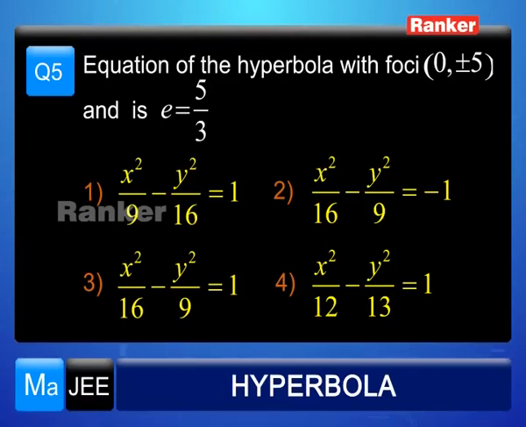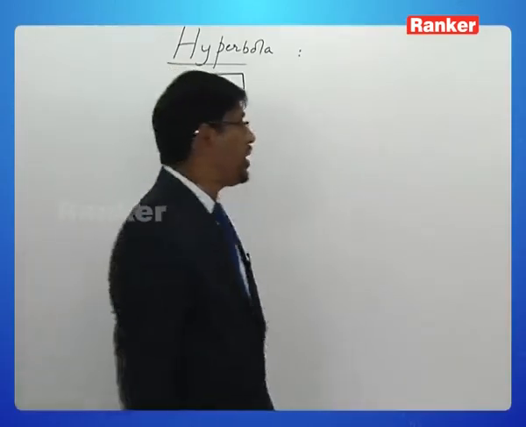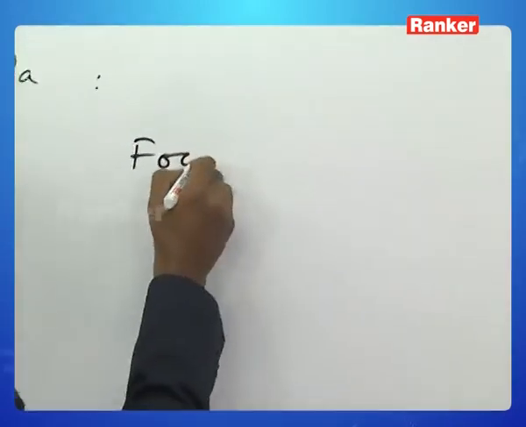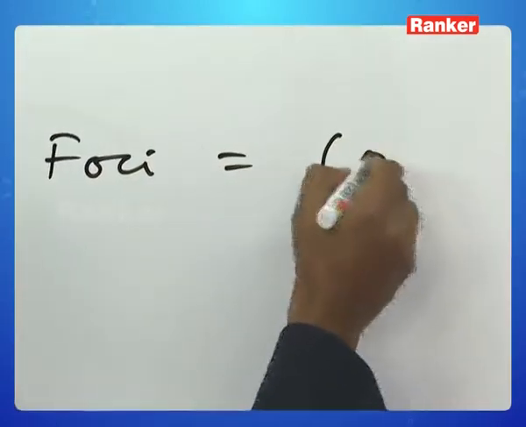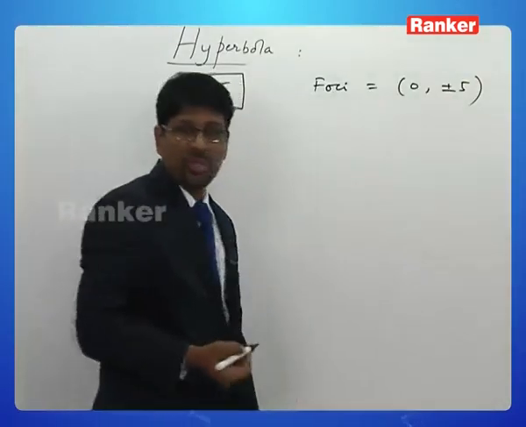Second option, x square by 16 minus y square by 9 is equal to minus 1. Third option, x square by 16 minus y square by 9 is equal to 1. And fourth option, x square by 12 minus y square by 13 is equal to 1. Now clearly the foci are given to be 0 comma plus and minus 5.